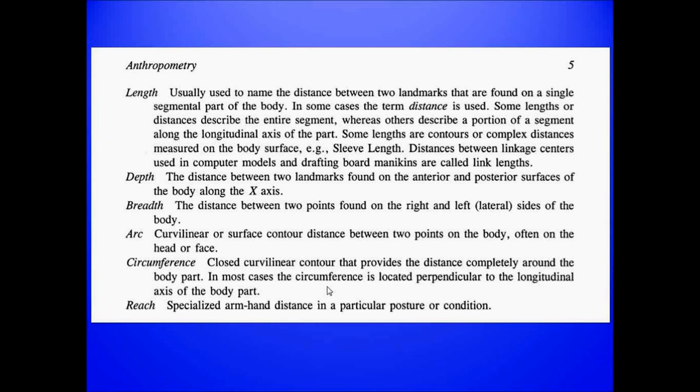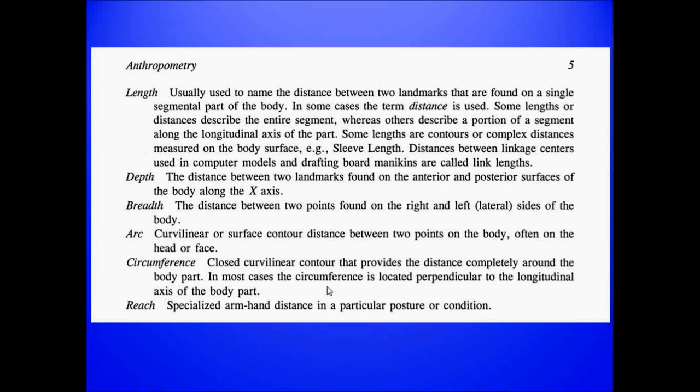The depth is the distance between two landmarks found on the anterior and posterior surface of the body along the x-axis. So this would be, for example, from the stomach to the back. The breadth is the distance between two points found on the left and right sides of the body, so this would be across the body from side to side, let's say from hip to hip, shoulder to shoulder.